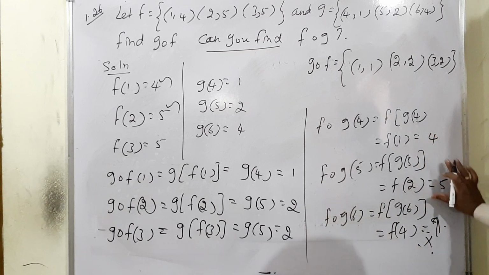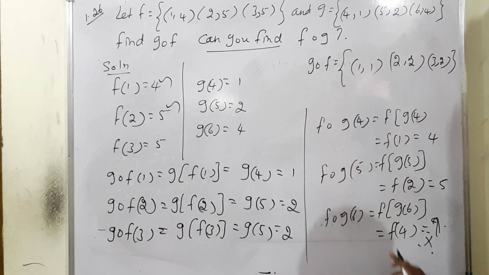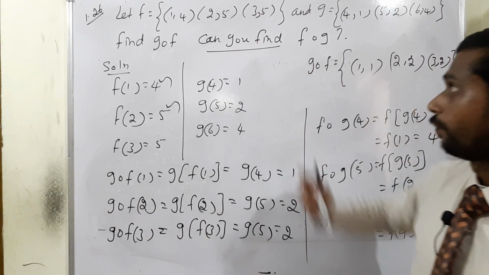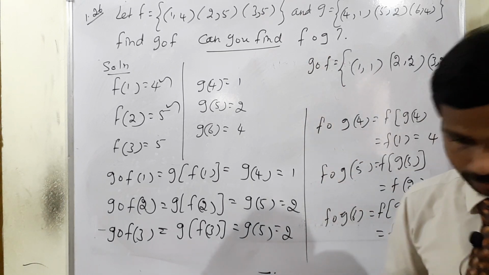So, the first two values are there, but if any one value is not equal, definitely we can say this is not defined. That's why they are asking the question, can we find? So, definitely we can say f dot g is not defined.